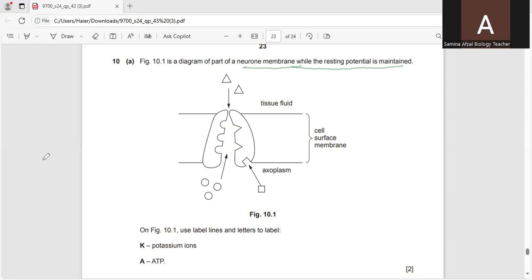On the other hand, the ATP, adenosine triphosphate, is found within the cell, including the exoplasm. So we will write this is ATP, which is present inside the exoplasm. And you can see these are the potassium ions, and these are potassium ions. So we will write K over there. So these are potassium ions, and this is the ATP.